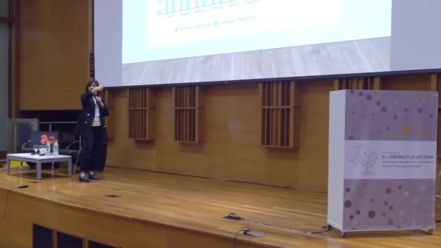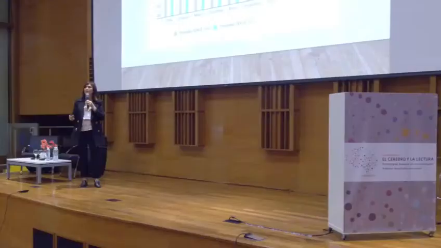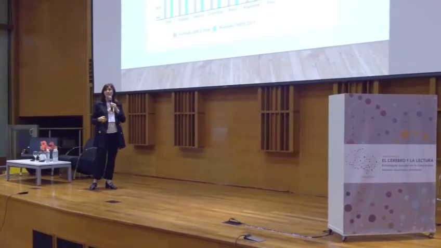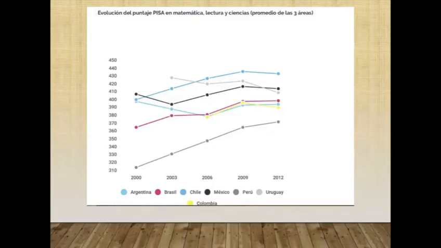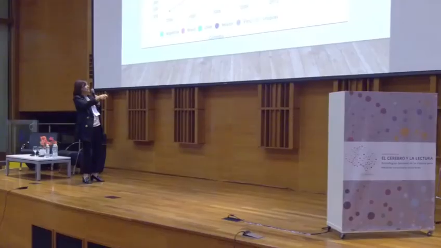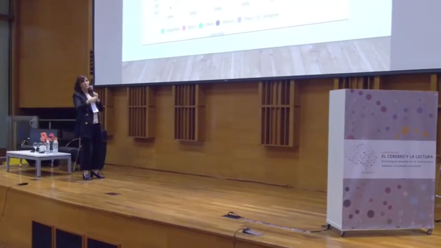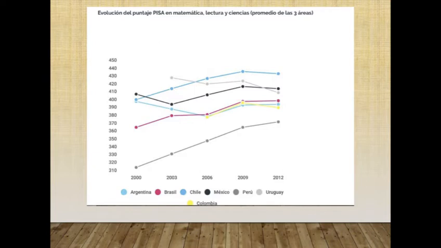This happens with countries that put in place very important education policies to improve writing and reading. This is possible because some countries did it. We didn't do anything. This is the evolution in Argentina, the result of the PISA test for Argentina, 2000-2012. So the trend goes downward.